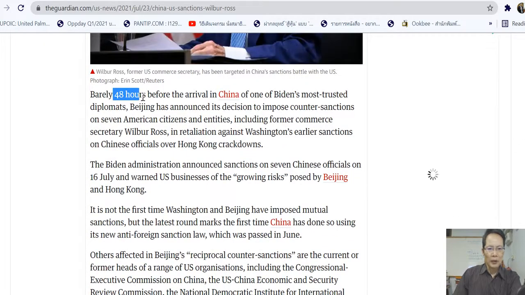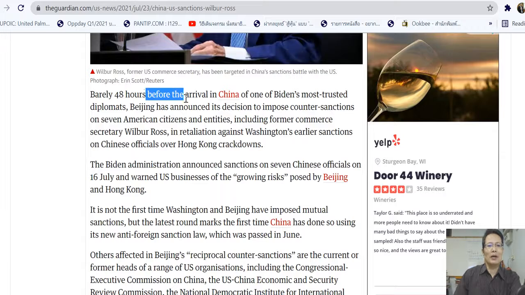Barry 48 hours before plus noun. Arrival, as I said, arrive is a verb, and if we put AL at the end of a verb, it will turn into a noun. That's all. In China, of plus noun, most trust. Diplomat is a noun. Most trust is an adjective, and this one is apostrophe S. That's all. I consider it number four as a determiner.